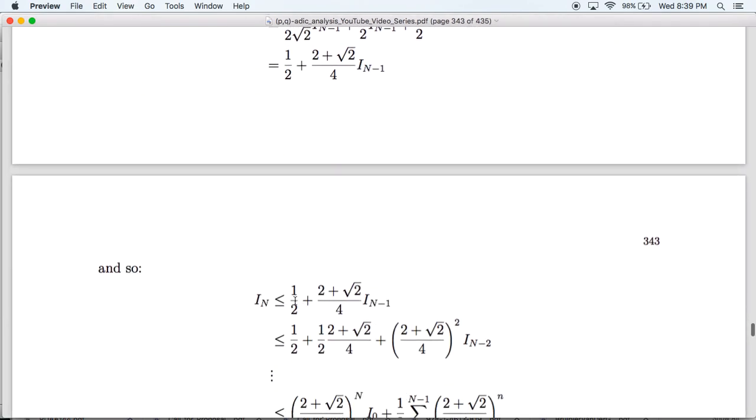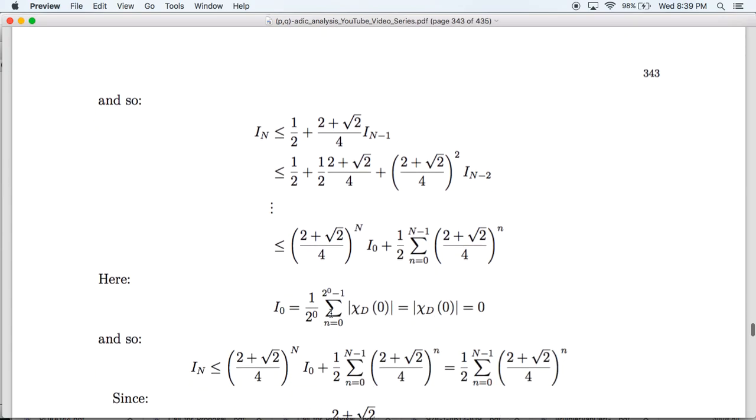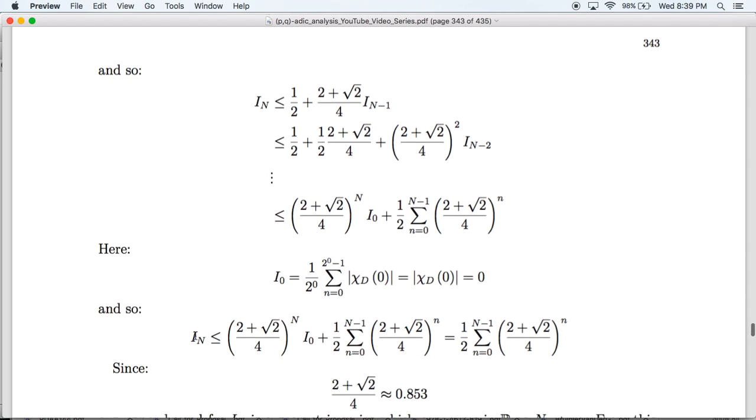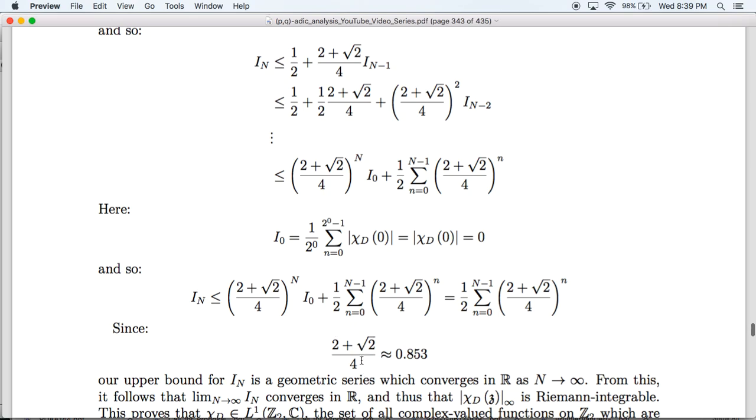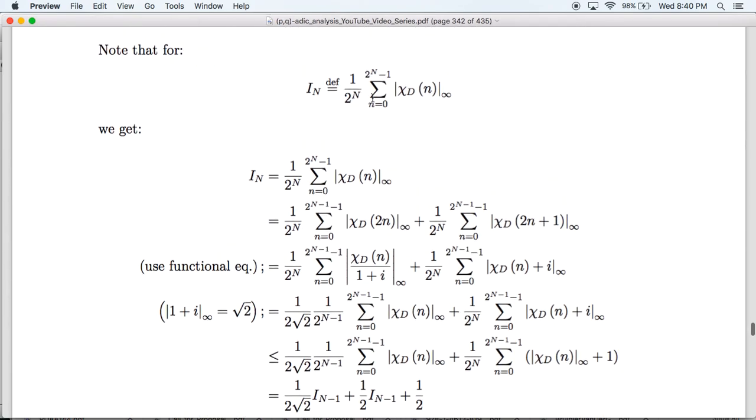And so, doing things recursively, we end up with a geometric series, and then checking that I_0 is 1 over 2 to the 0, 2 to the 0 minus 1. This is just n equals 0, which is 0. We then have that I_N is less than or equal to this geometric series. Since this quantity is about 0.853, this upper bound converges as N goes to infinity. And so by the M-test, we then have that our I_N here converges in the reals.